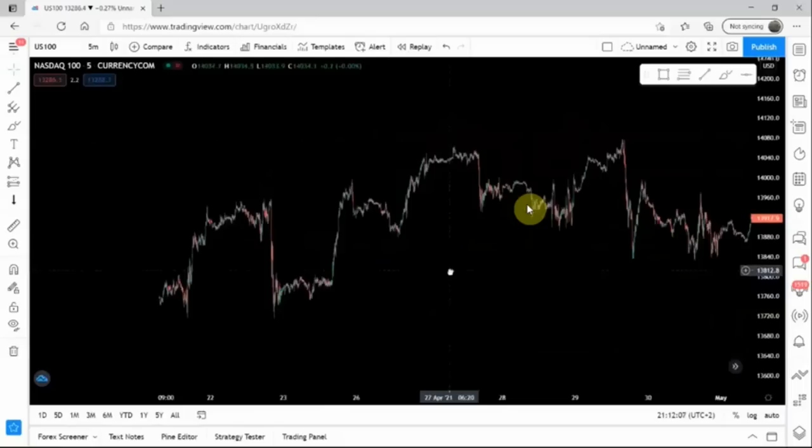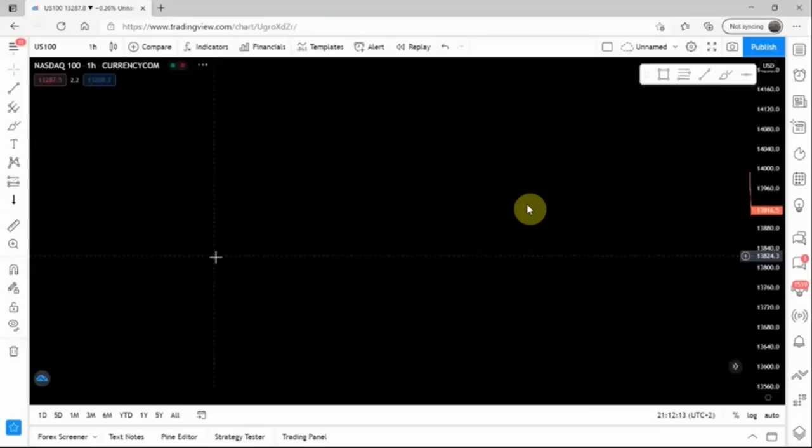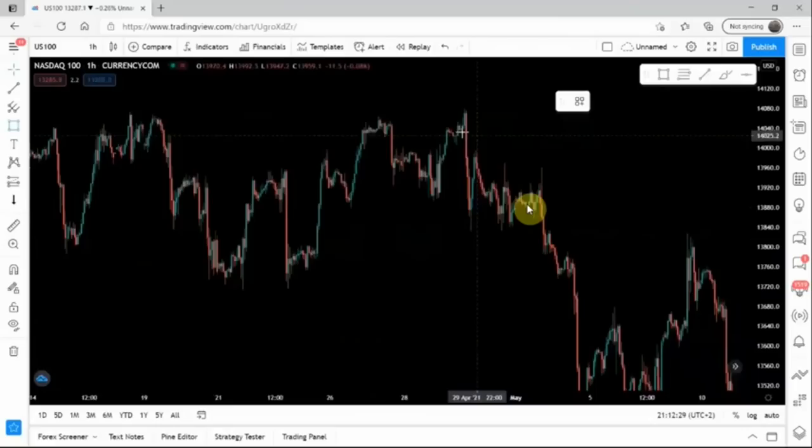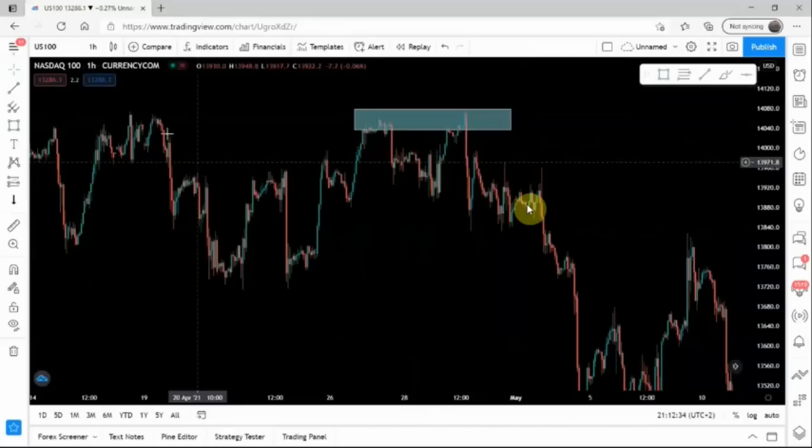So let's go to a 1-hour chart. Let's just go to those equal highs quickly so we can mark them in and we can show you what we would have looked for at this exact level. So we would have had our equal highs at this level. Now look for an entry.